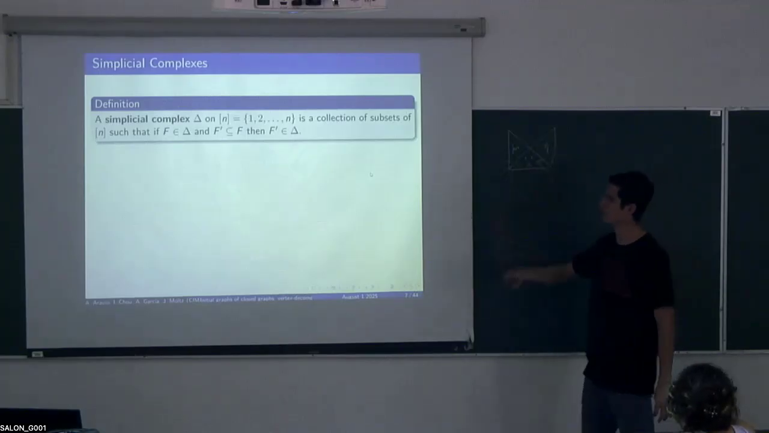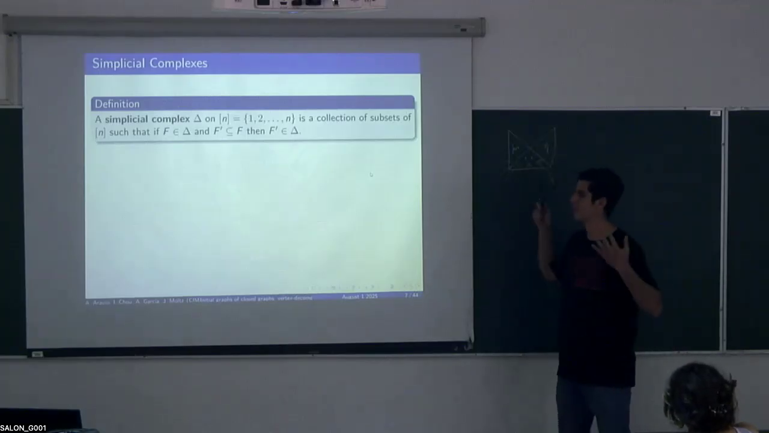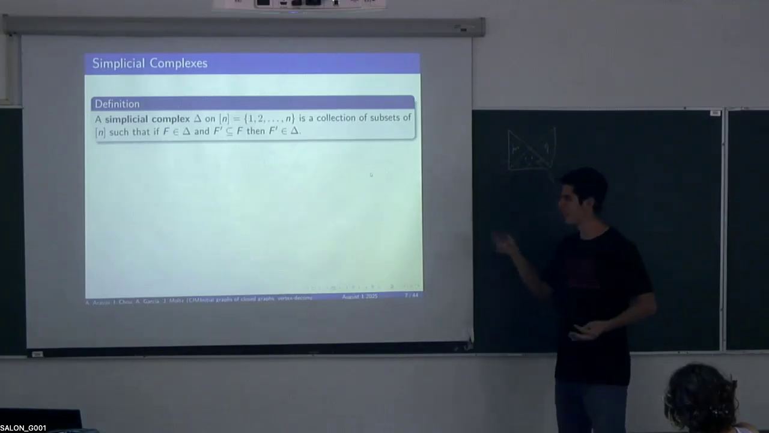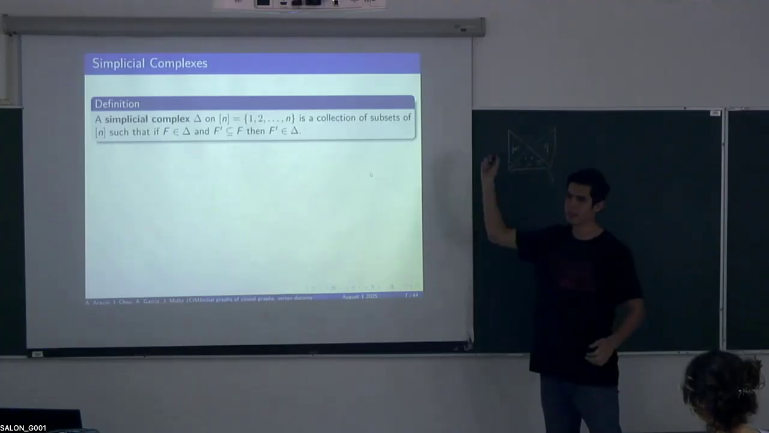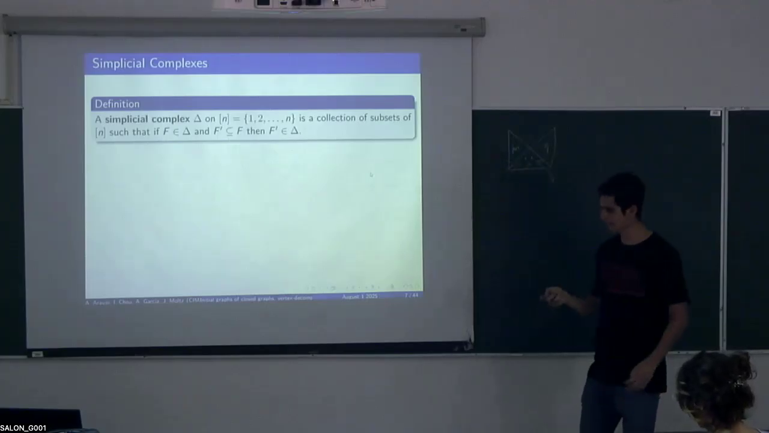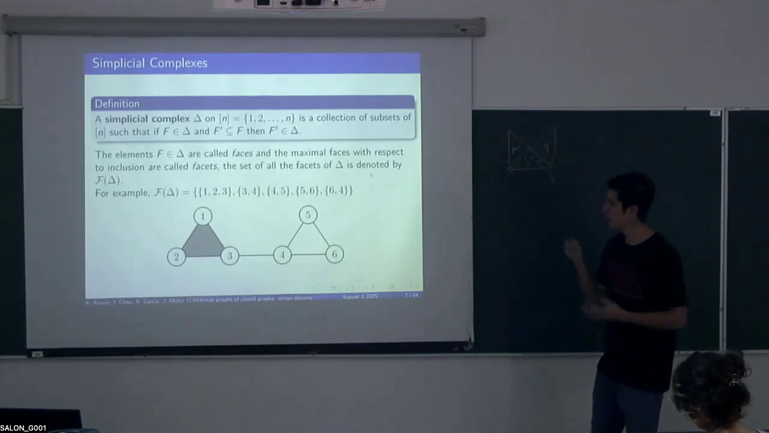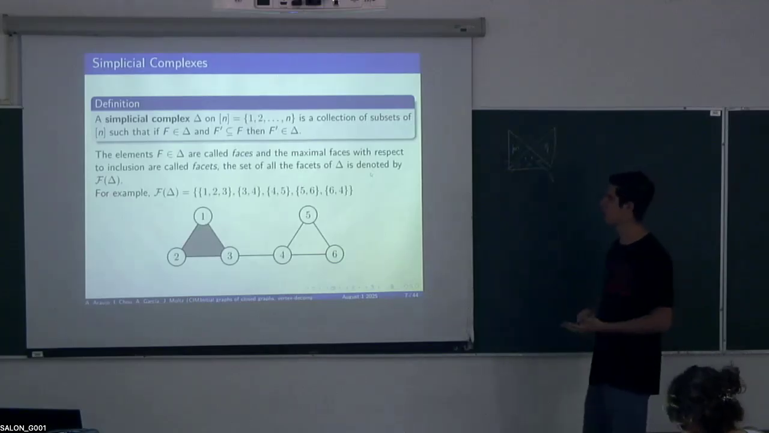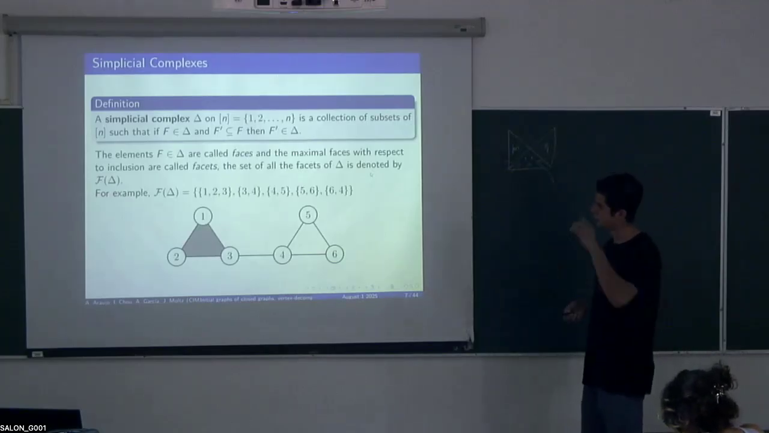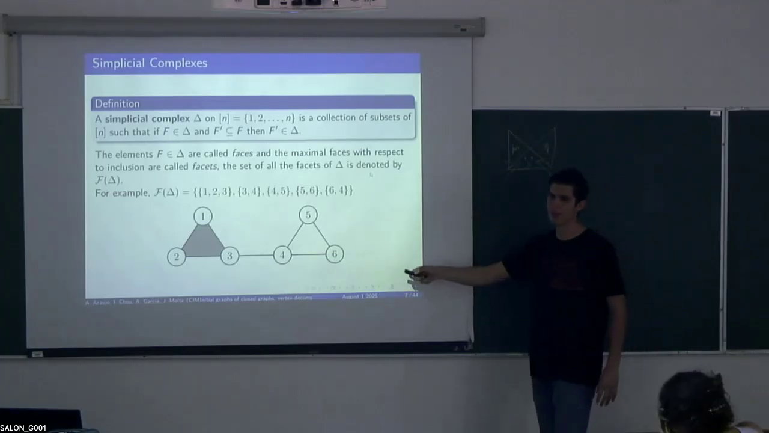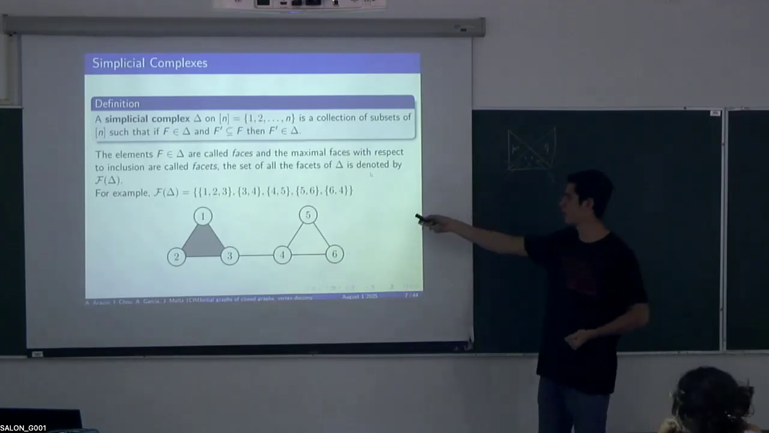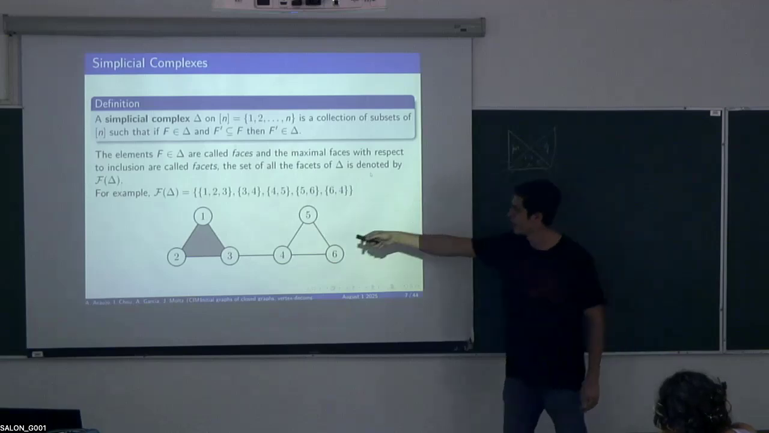So a simplicial complex is just a subset of the power set of n, such that if we have any set F in delta, then any subset of F will also be in delta. And the elements in delta are called faces, and the maximal faces with respect to inclusion are called the facets and are denoted like this. And we can describe a simplicial complex only using its facets, like here.